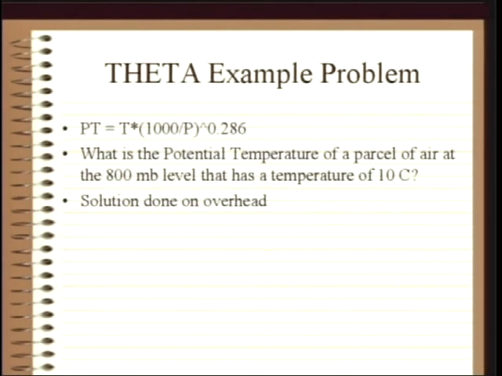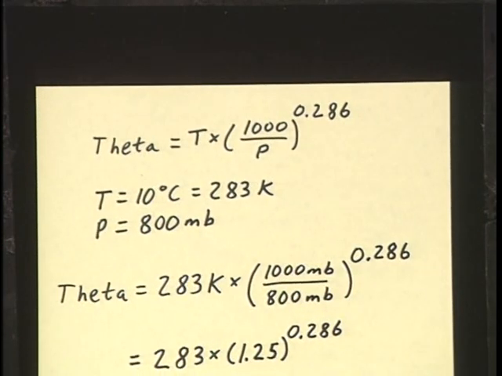What is the potential temperature of a parcel of air at the 800 millibar level that has a temperature of 10 degrees Celsius? So we're at 800 millibars, we have a parcel of air. It has a temperature of 10 degrees Celsius. We're going to take that parcel of air and bring it down to the 1,000 millibar pressure surface. And we want to find out what the temperature of that parcel of air is going to be once it reaches 1,000 millibars. On the overhead camera, we'll take a look at solving this equation.